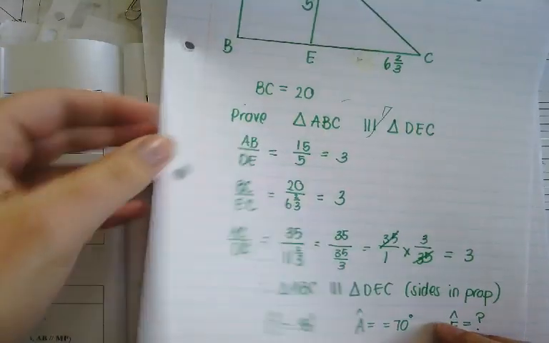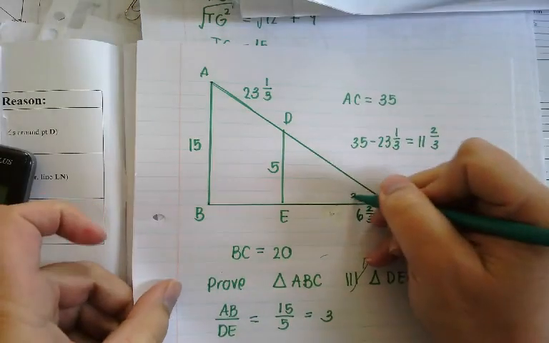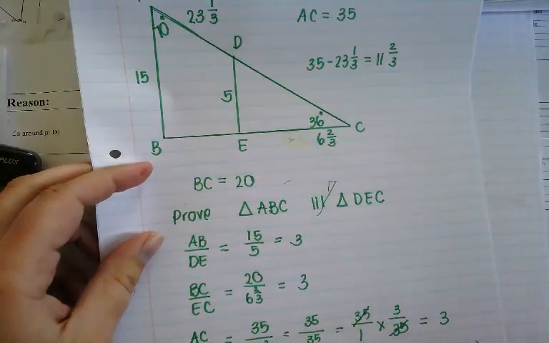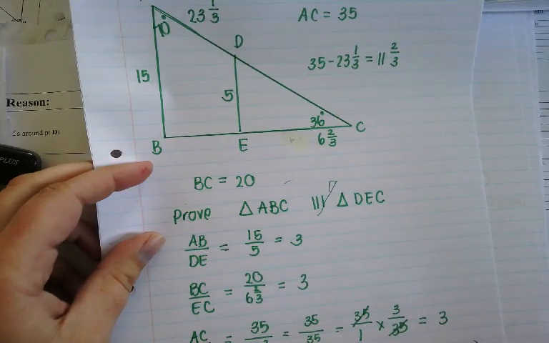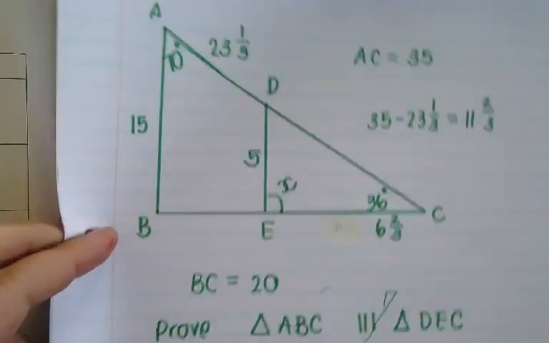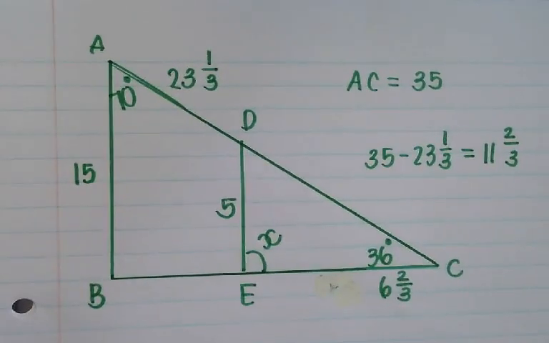So I'm going to put it on my diagram. C is equal to 36. A is equal to 70. And I want DEC. I need 3 letters. I want this angle there. So the first thing, grade 9, you have to note is if I did not know they were similar, I would not be able to do this.